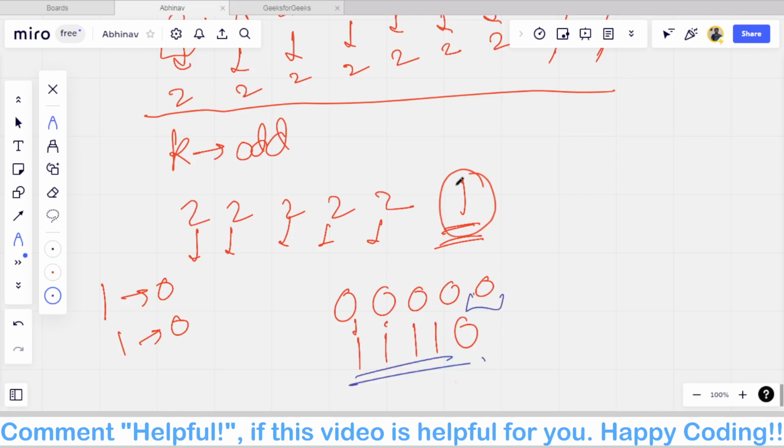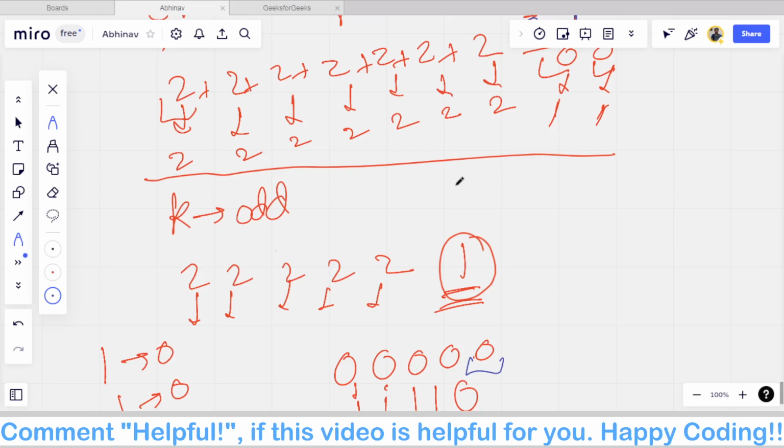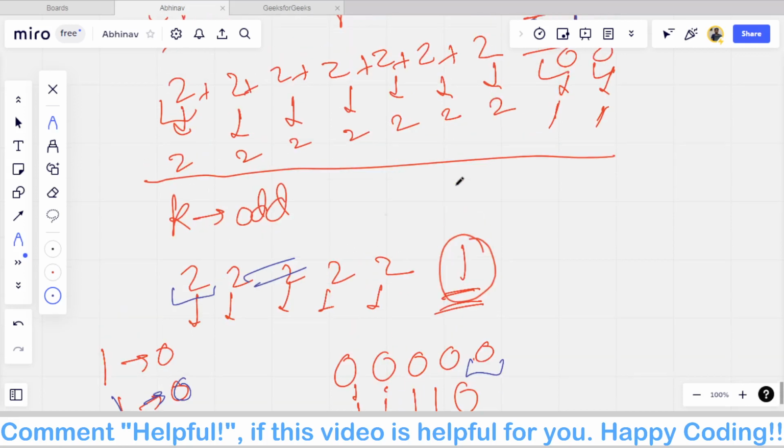So if k is even, we have to change all the zeros to 1 if possible, and if k is odd, we have to change all the 1s to zeros if possible. And how we can do this is by taking two moves in a row, because by making two moves consecutively, we can reverse the value of 2 bits. This was the actual law.